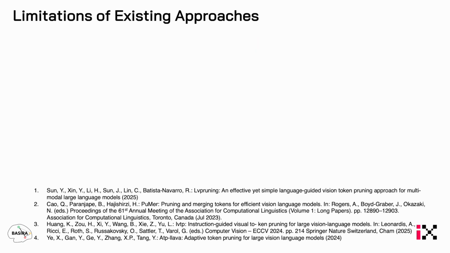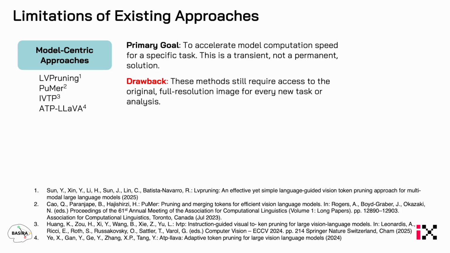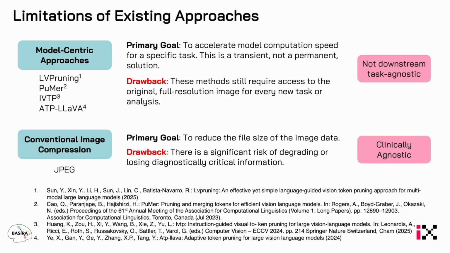So what about existing approaches? They have major limitations. First, model-centric approaches focus on speeding up a single task. The problem is you always need the original full resolution image for any new analysis, so they aren't flexible or task agnostic. Then you have conventional compression like JPEG. It makes files smaller, but it's clinically agnostic. It doesn't know what's medically important and can easily destroy critical diagnostic information.